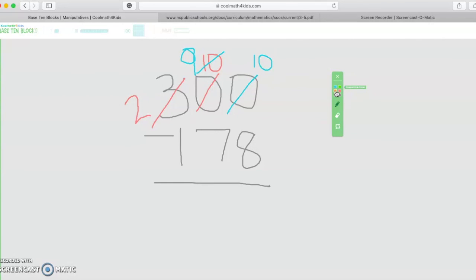The process of regrouping is extremely important while using this algorithm. So 10 minus 8 is 2. 9, you have to make sure you use 9 instead of 10. That's a common mistake made by fourth grade students. 9 minus 7 is 2. And lastly, 2 minus 1 is 1.